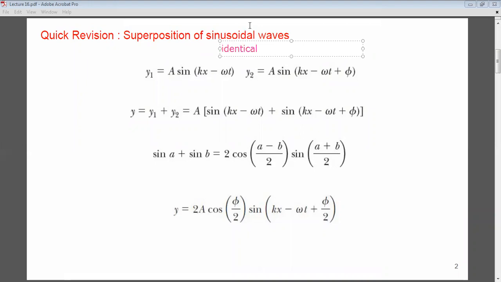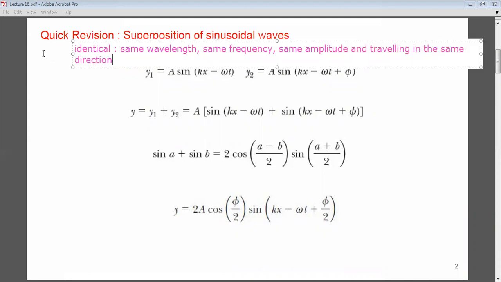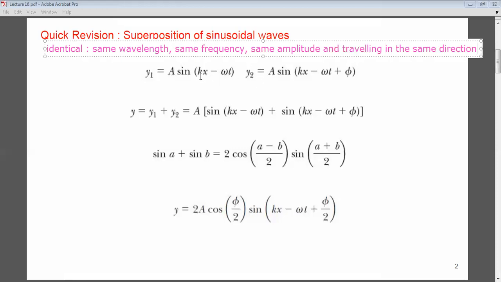Okay, so what do we mean by identical? We mean that they have the same wavelength, same frequency, same amplitude, and are traveling in the same direction. So if two waves have these conditions, then look at these two waves, y1 and y2. They have the same k, so the same wavelength, the same omega, so the same frequency, the same a, so the same amplitude, and they're both kx minus omega t, so they are traveling in the same direction. The only difference is that there is a phase difference between them.